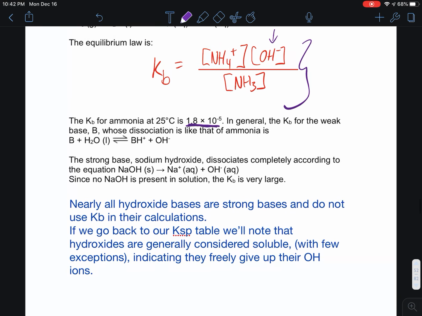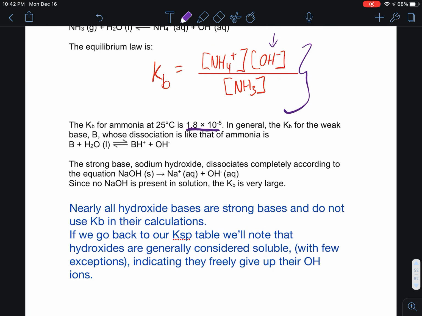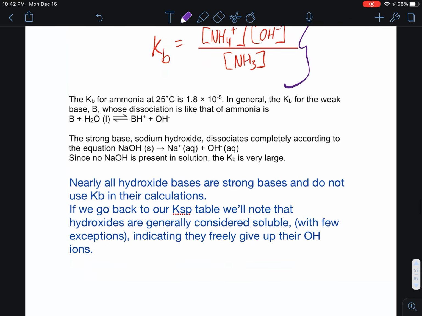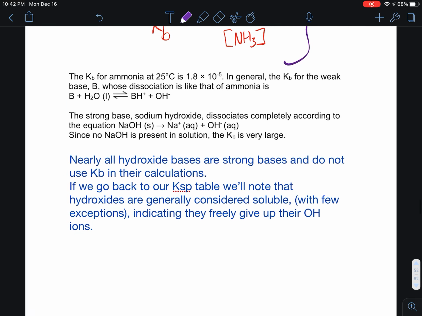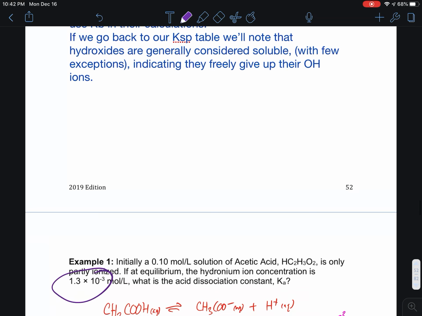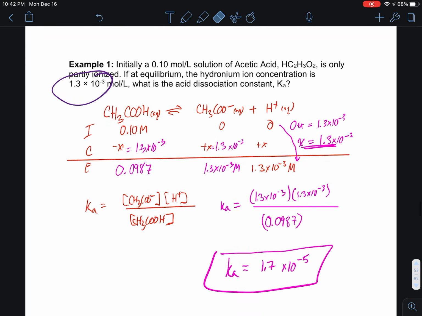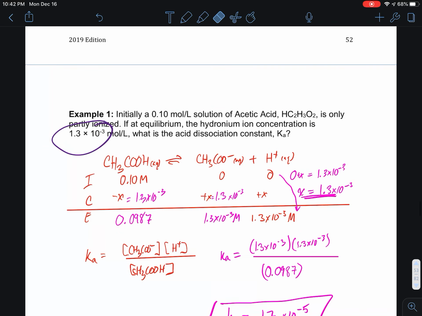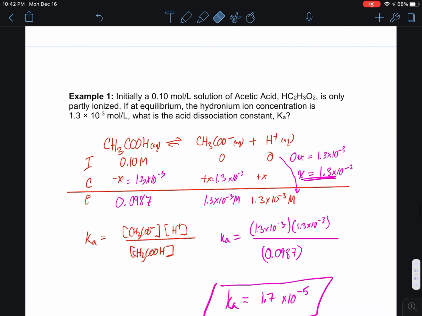So here's an example. Kb of ammonia is 10 to the negative 5. This means that this is the general sort of proportion of how much product is produced for each unit of reactant. Nearly all hydroxide bases are strong bases, so we don't do any Kb calculations for those. If we do go back to our KSP table, we'll notice that most hydroxides are soluble with a few exceptions, calcium, magnesium, etc.